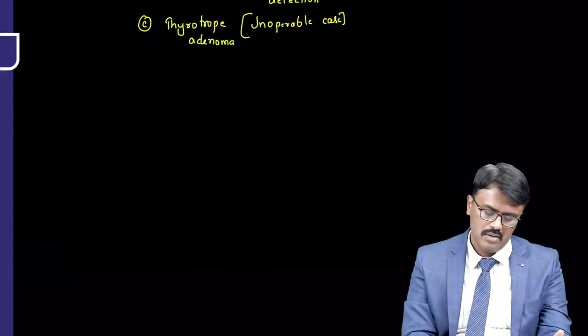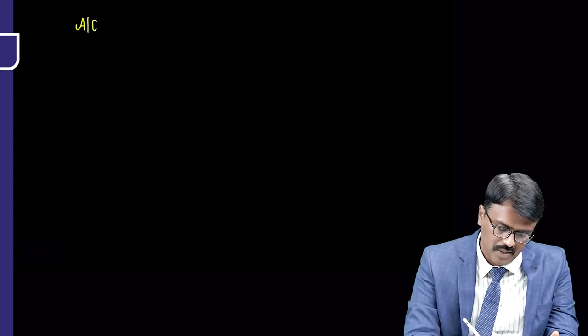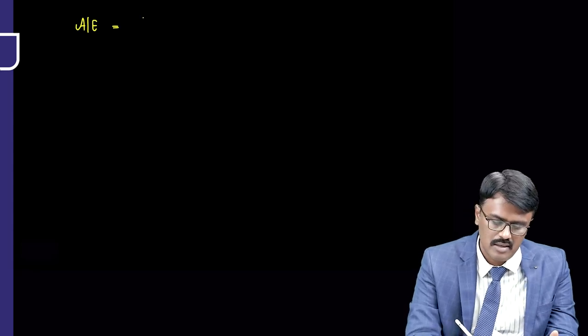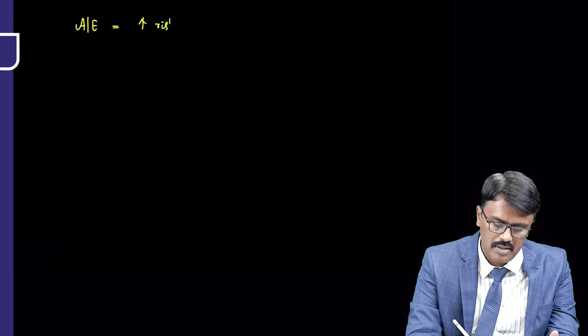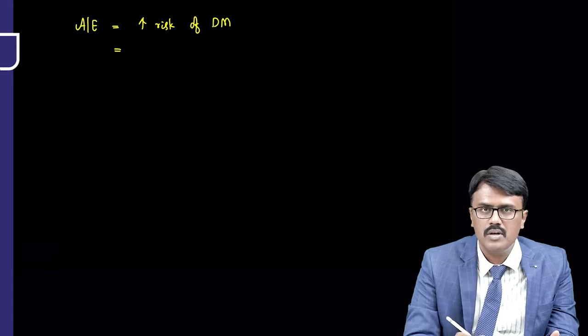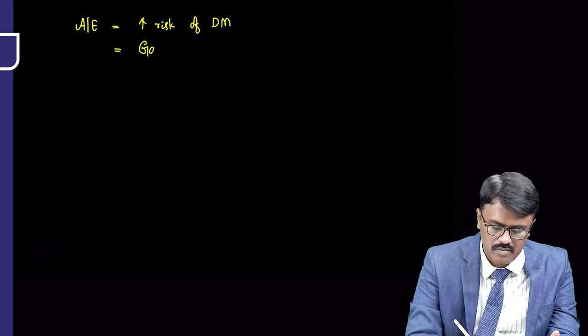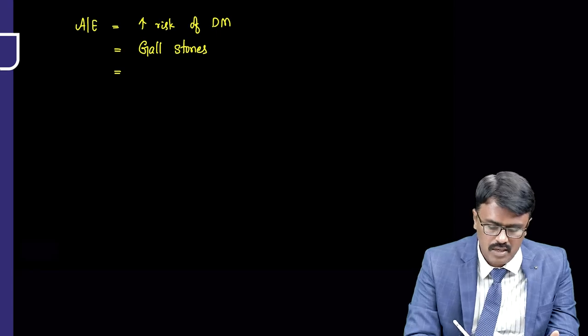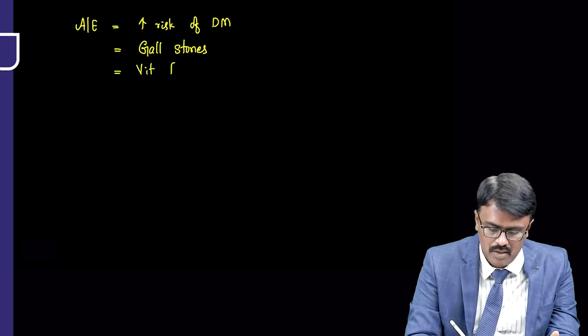Now that we know this drug octreotide, what are the adverse effects? Obviously, when it decreases insulin, there is an increased risk of diabetes. Second, it has been shown to increase the risk of gallstones. And number three, it has also caused vitamin B12 deficiency.